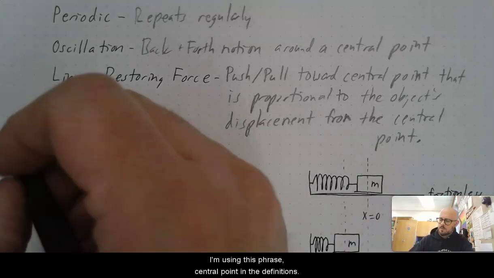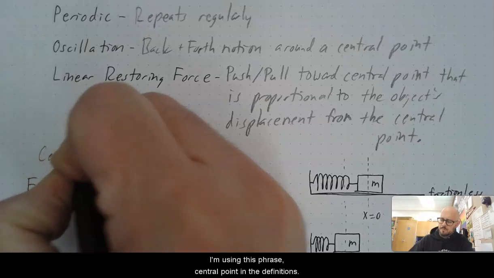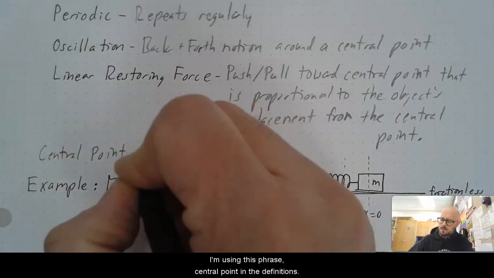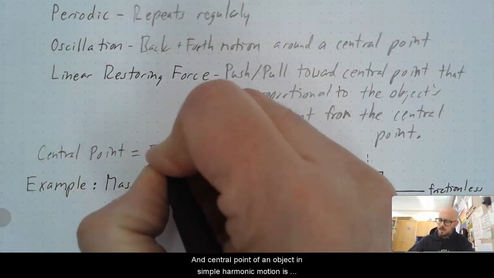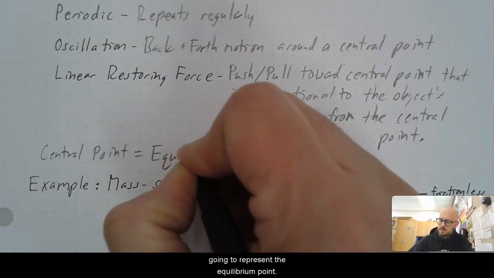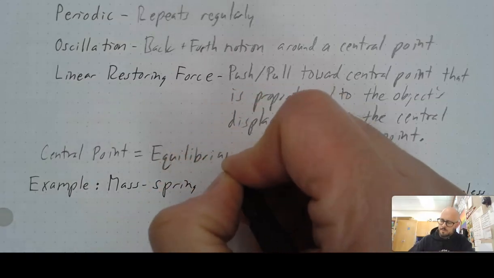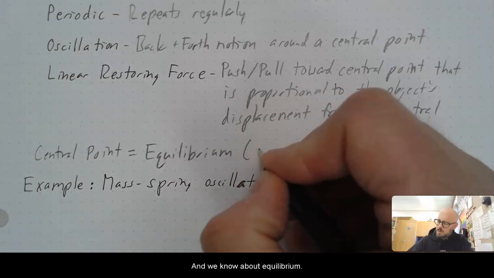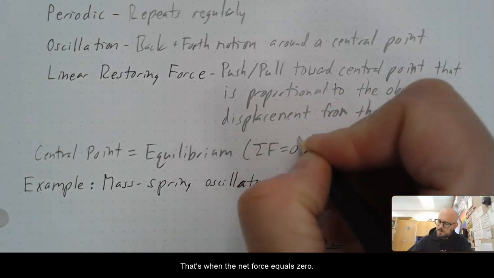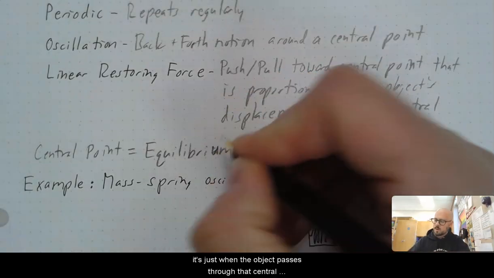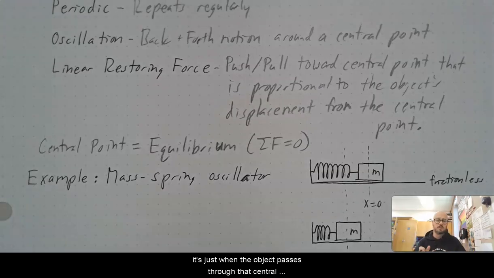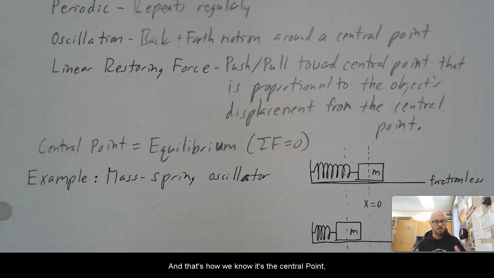I'm using this phrase central point in the definitions, and the central point of an object in simple harmonic motion is going to represent the equilibrium point. And we know about equilibrium, that's when the net force equals 0. So it's not that the object isn't moving, it's just that when the object passes through that central point of its oscillation, the net force is 0. And that's how we know it's the central point. It's when the net force is 0, and vice versa.